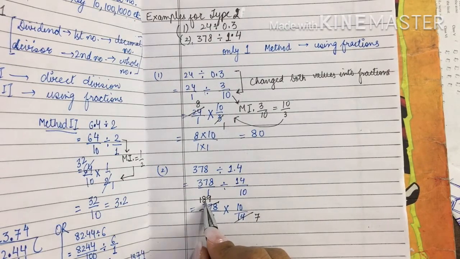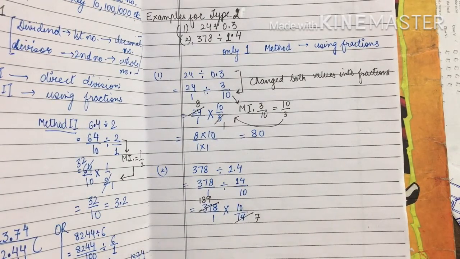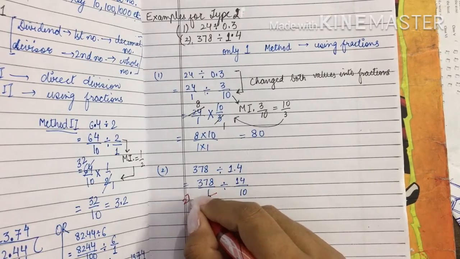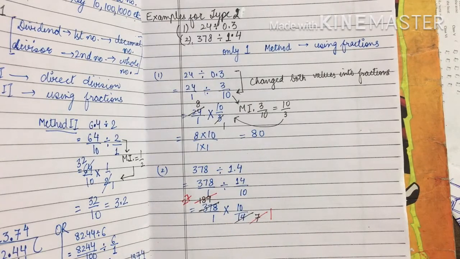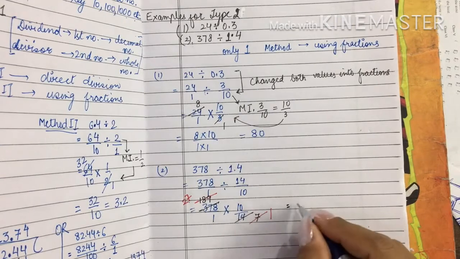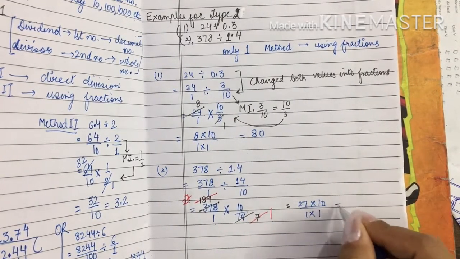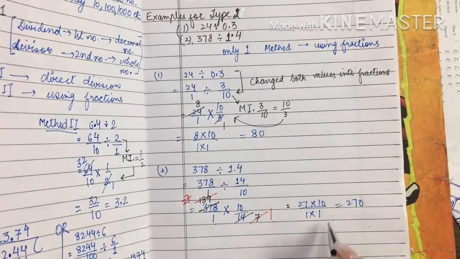Now this number is divisible by 7. So I'm cancelling with 7 now. 7 ones are 7, 7 twos are 14, 7 sevens are 49. You can do this division in the working column to see whether you can cancel or not. So I'm left with 27 into 10 over 1 into 1 in the denominator. So this is 270. The 1 in the denominator can be ignored.